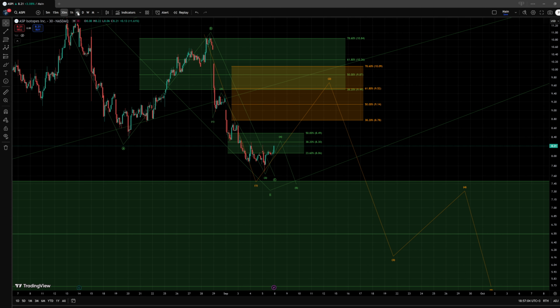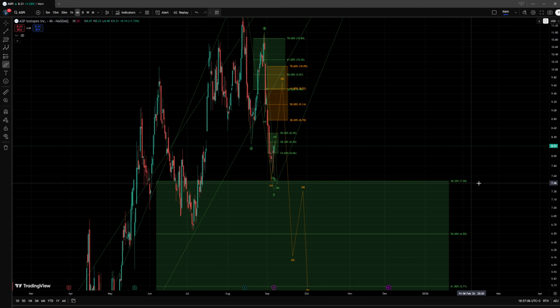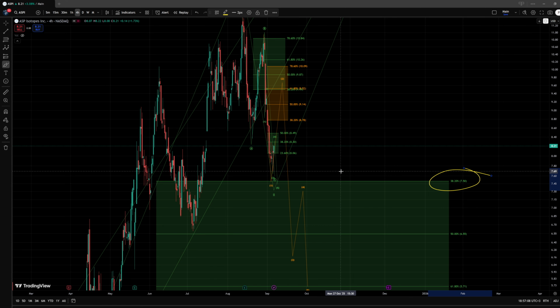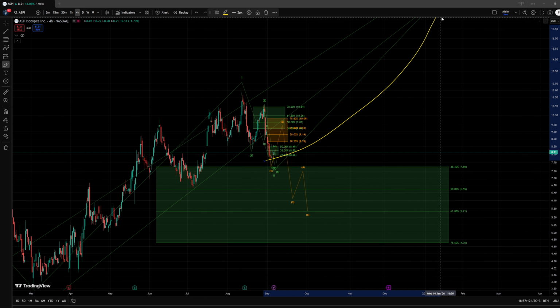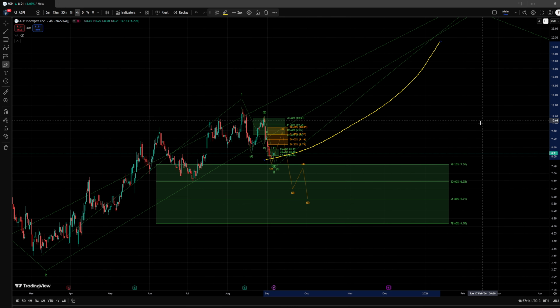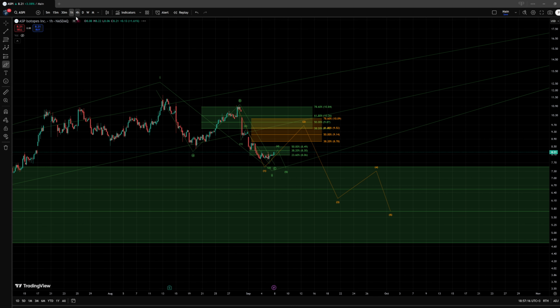But one last time, reaching this level, the $7.5 level, would be an indication that we could have bottomed and start the third wave to the upside to new all-time highs. And for now, these are the levels. This is the trade setup.